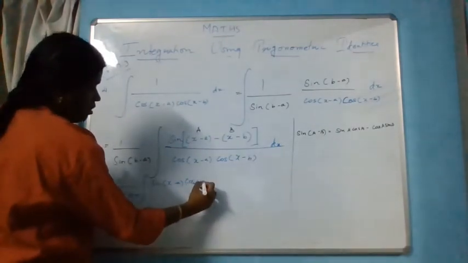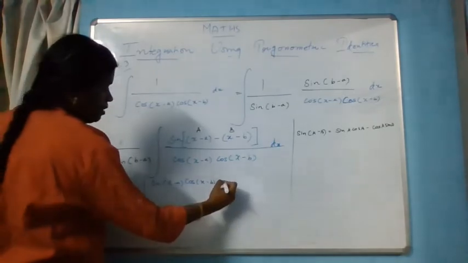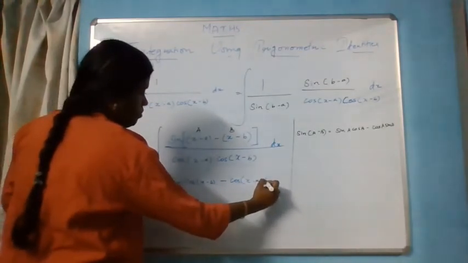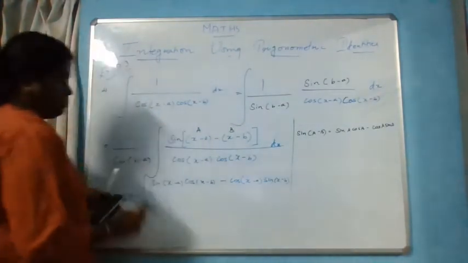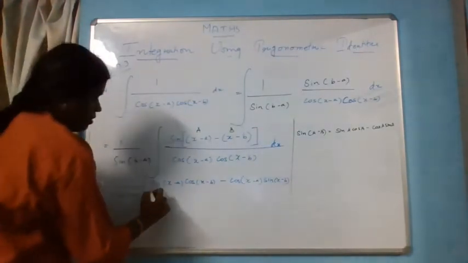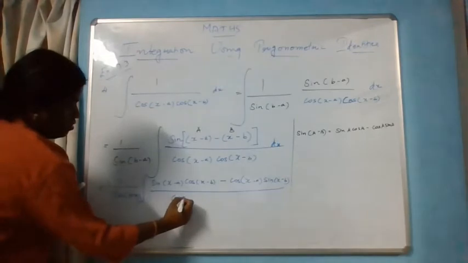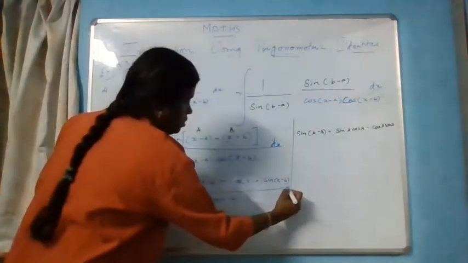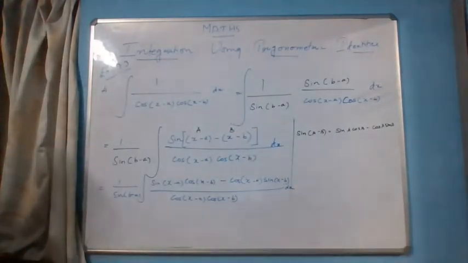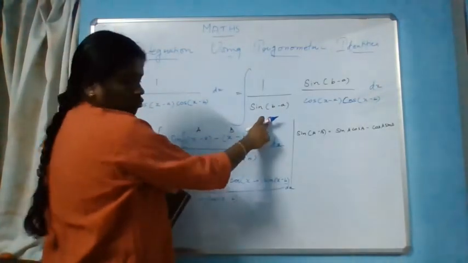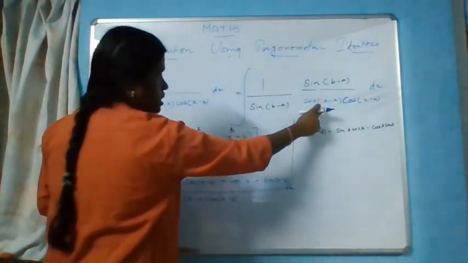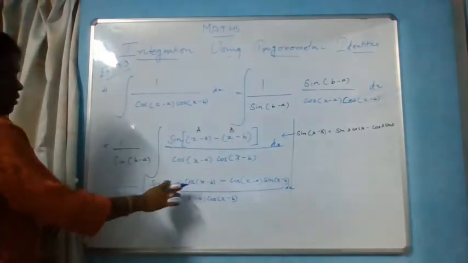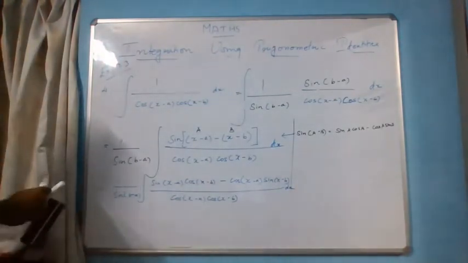Cos b is what? Cos x minus b, minus cos x minus a into sin x minus b. Sin a cos b minus cos a sin b, the whole divided by cos of x minus a into cos of x minus b into dx. Okay, this is clear. So we can just multiply and divide with one constant, and then I can rewrite this constant as the denominator, and then I can apply this formula here such that I can bring it into a term where it will be easier for me to simplify.